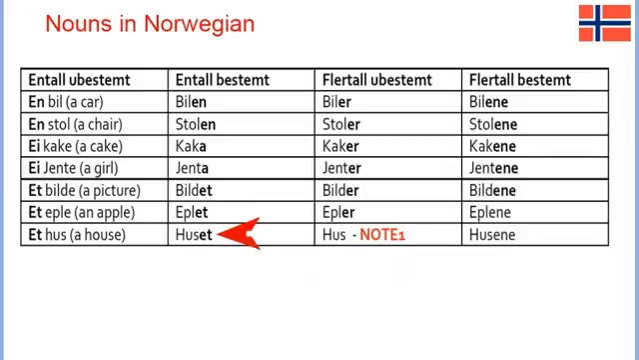This last one is also an exception. Generally, you will not meet it too much, but this exception is not too rare, and that is neutral words with one syllable, et hus, as opposed to eple or bilde, et hus, or for example a child, et barn, etc.